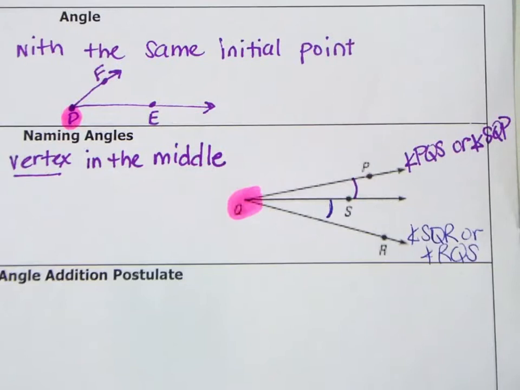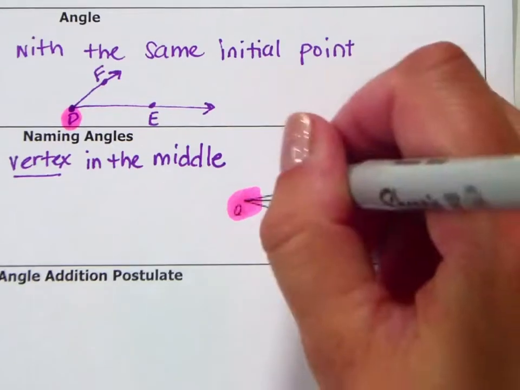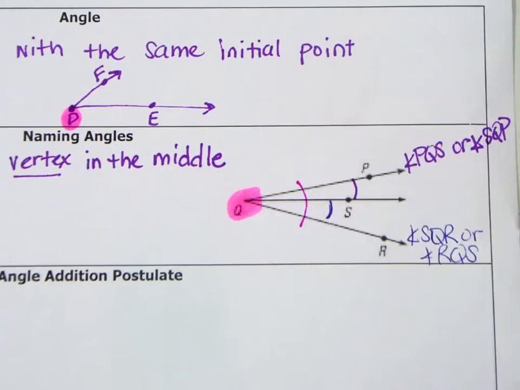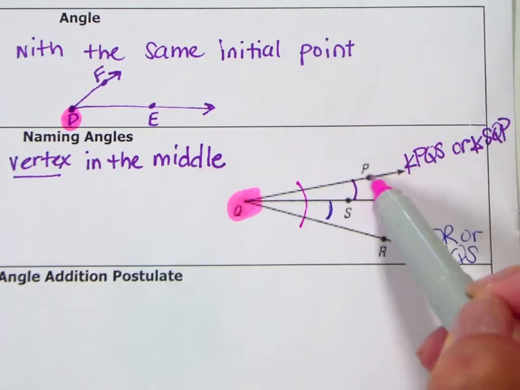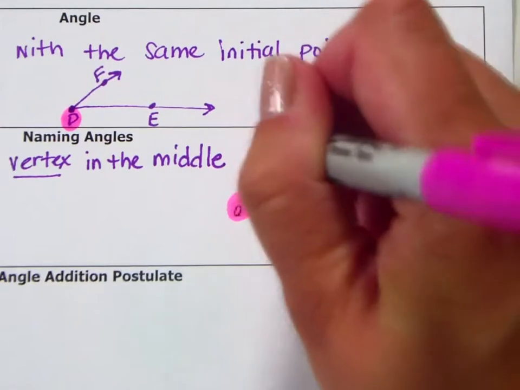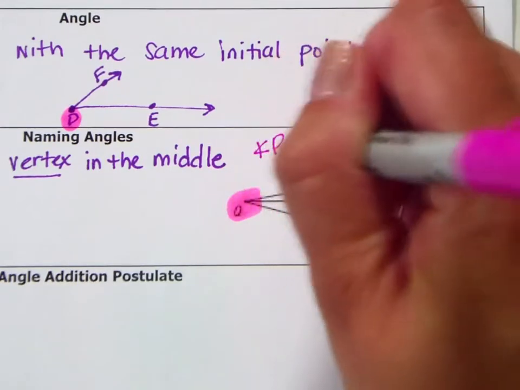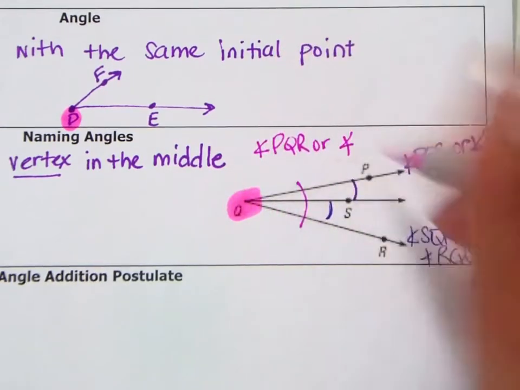Now, there's actually another angle in this picture. Do you know where it is? Well, we have the biggest angle in this picture, that one. So we can name that big one angle PQR or angle RQP.